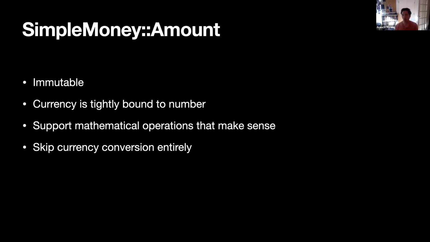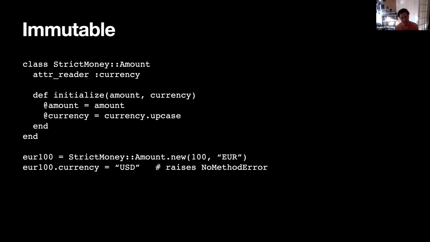And I wanted to be able to support fundamental mathematical operations that make sense, but only the ones that make sense. And then skip currency conversion entirely. I'll talk about that a little bit. So immutable, that's the easy one, right? You just create this amount. You have amount and currency. The amount is the financial amount.